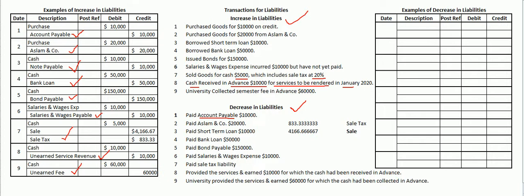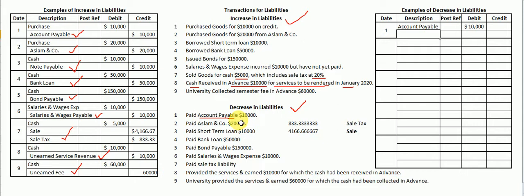So dear students, whenever your liability is decreasing, we have a rule: a decrease in liability should be debited. So that is why account payable should be debited. How much? $10,000. Now whenever you pay your liabilities, if you are paying cash, then you have to credit cash. But if you are paying by bank, it means check, right?